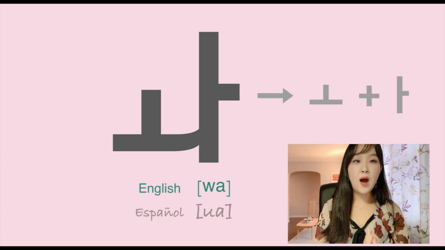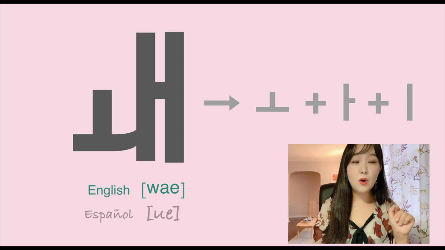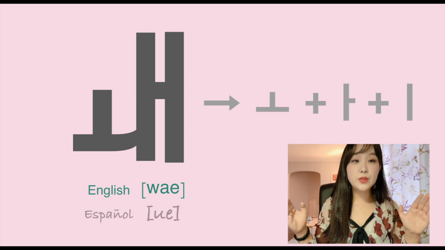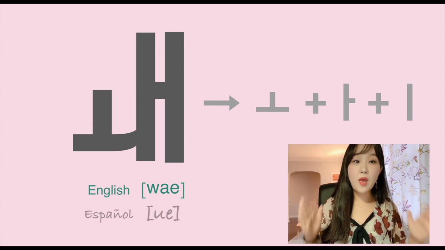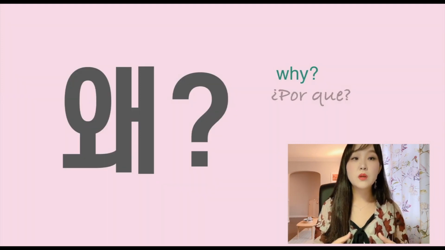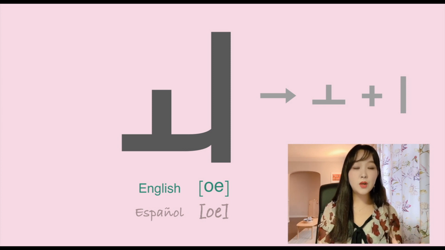So, wa. This is the combined form of o and a and e. O and a. So it also sounds in between and the combined sound, like we. It is also the combined form of o and e. So it sounds in between and the combined sound. 외국어.